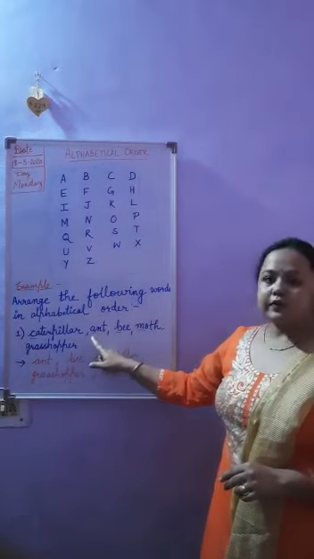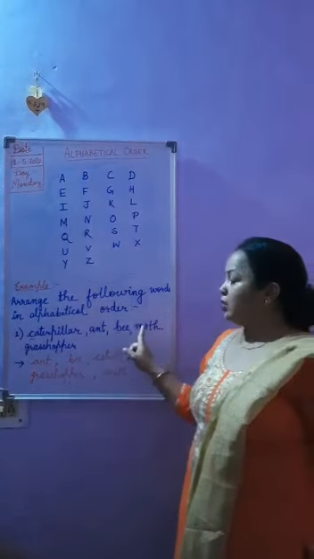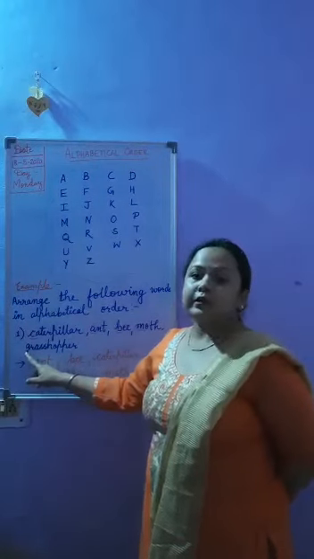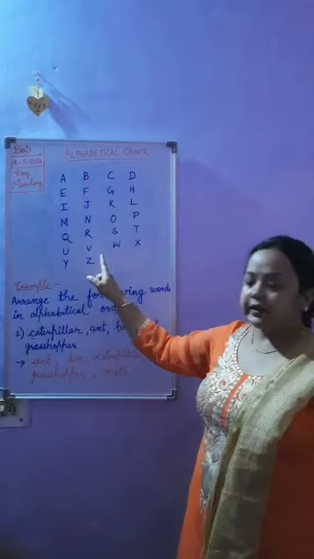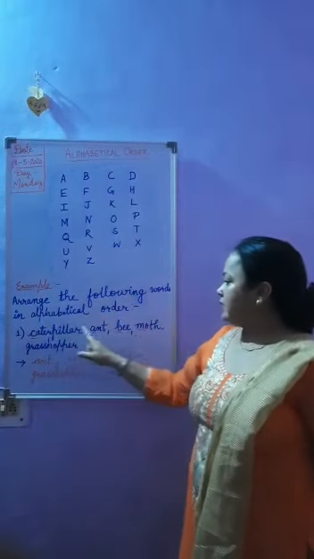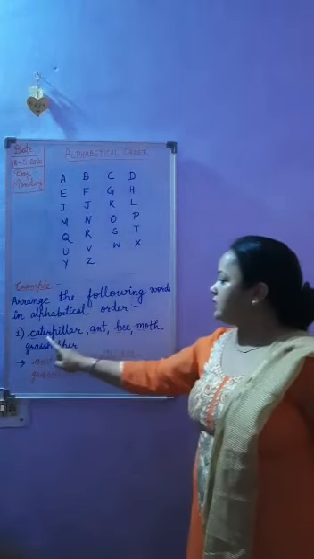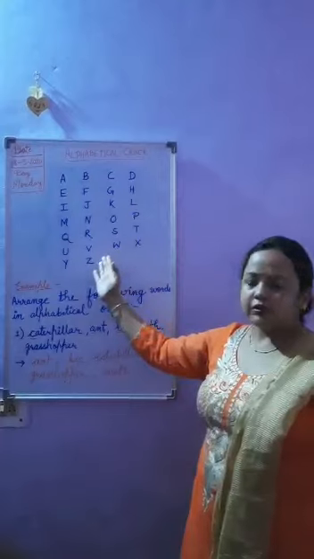Then in ant, we will underline A. Then in bee, we will underline B. In moth, we will underline M. And in grasshopper, we will underline the first letter, which is G. Then we will see the order. Right? Here the first letter is C, then A, then B, then M, then G. We will arrange these letters by following this order.